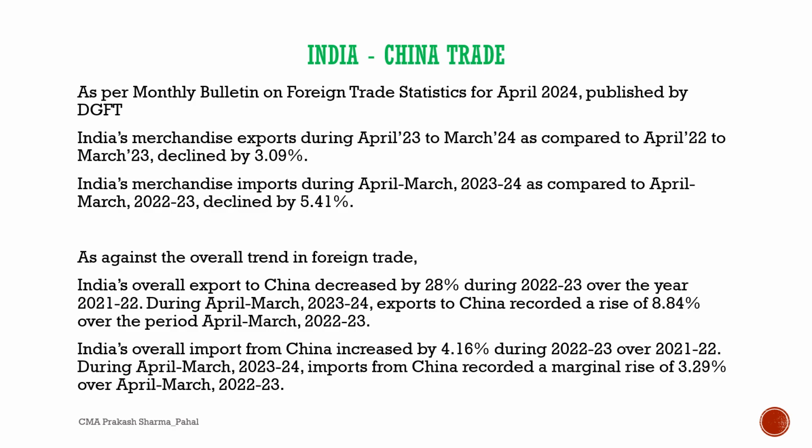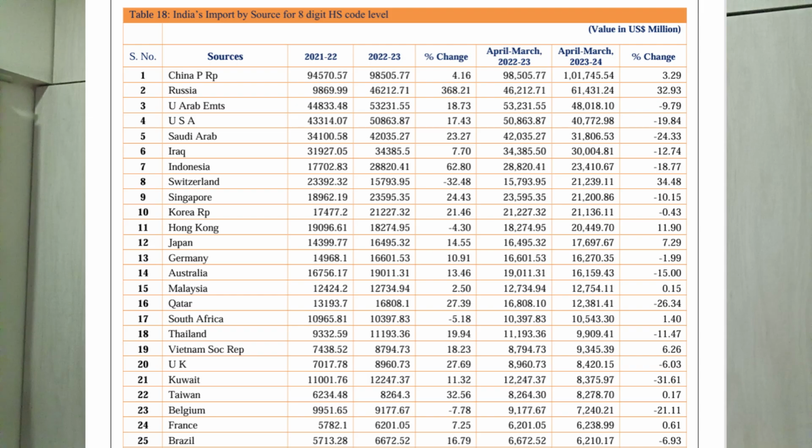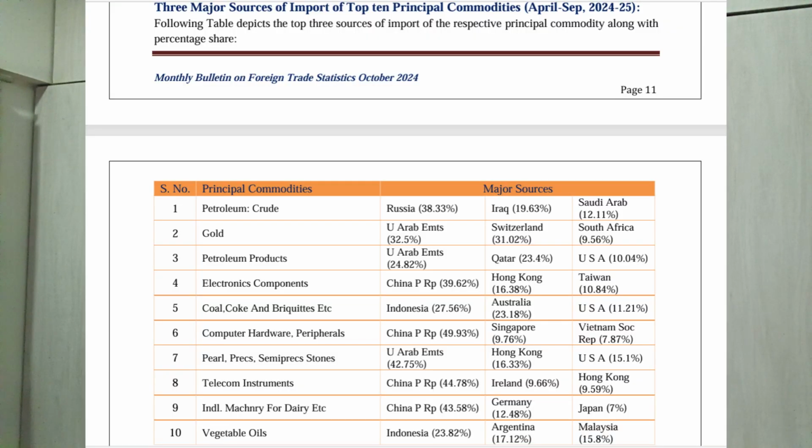As per monthly bulletin on foreign trade statistics for April 24 published by DGFT, India's merchandise exports during April 23 to March 24 as compared to April 22 to March 23 declined by 3.09%. India's merchandise imports during April to March 23-24 as compared to April to March 22-23 declined by 5.41%. Out of the top 10 countries, only imports from China, Russia and Switzerland have increased. Petroleum, crude, gold, petroleum products, electronics components and coal are the top 5 imports.